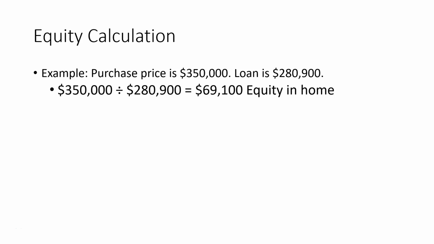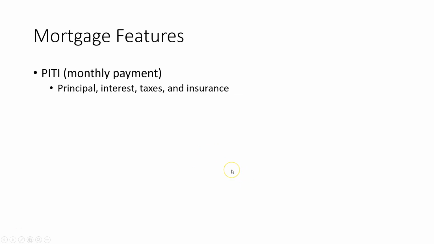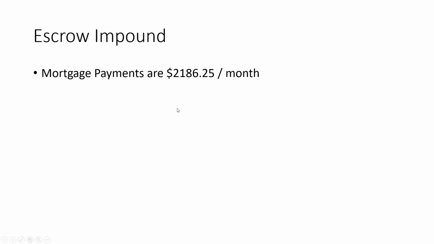Here's an example of equity: $350,000, and the loan is $280,000, therefore the person has $70,000 equity in the home. Just remember the mortgage features: principal, interest, taxes and insurance, PITI, is what comes out of your monthly payment.